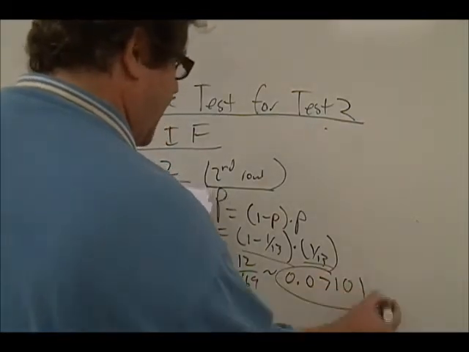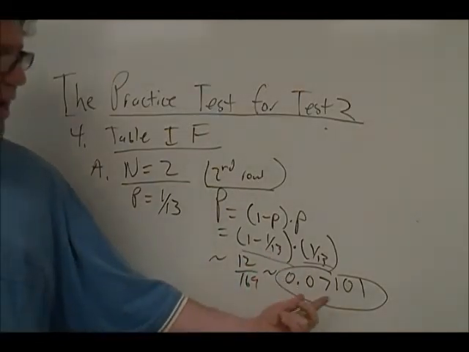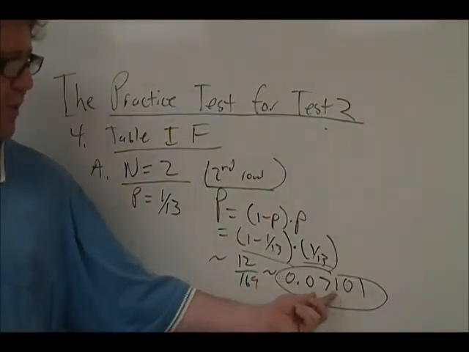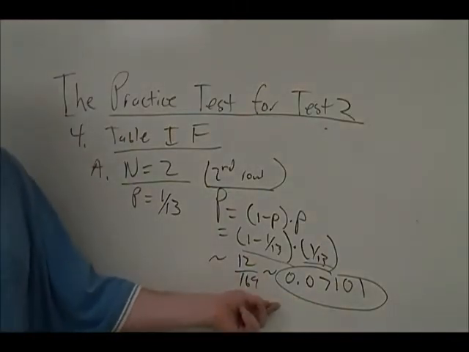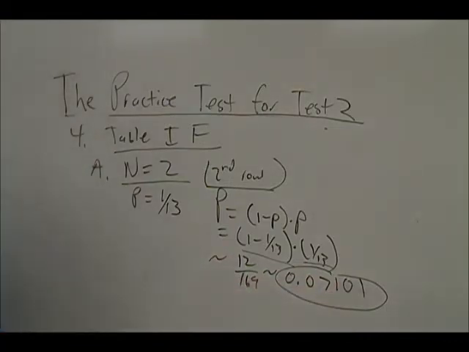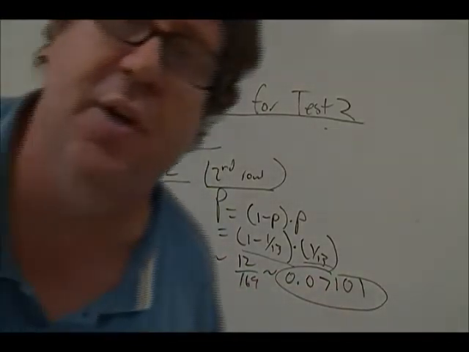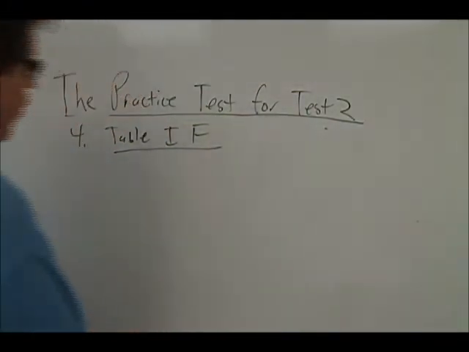0.07101. So rounded to 4 significant figures, if you plug that in your calculator and round to 4 significant figures, the answer is the probability that you'll get an ace on your second draw for the very first time is 0.07101. So that is the answer to part A. Now let's look at part B.